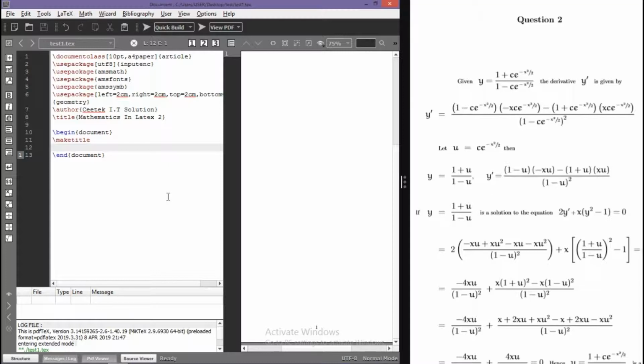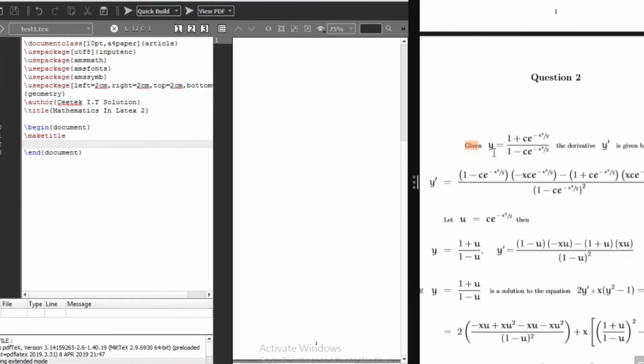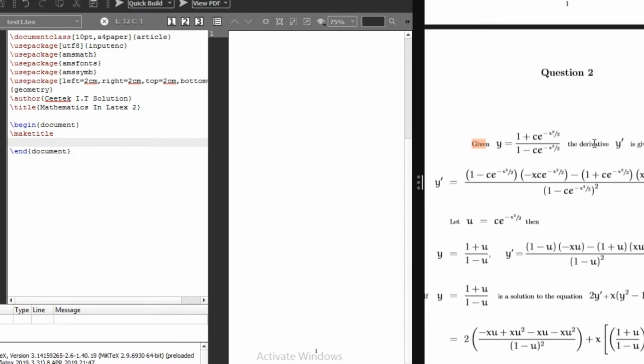Alright, so let's quickly take a look at this. The first line here, I have given, and then y is equal to some expression. The derivative y prime is given by. So when we look at this, we have all of these inside a math environment. So you can use text in a math environment without making LaTeX recognize those texts as an equation. Let me give an example.